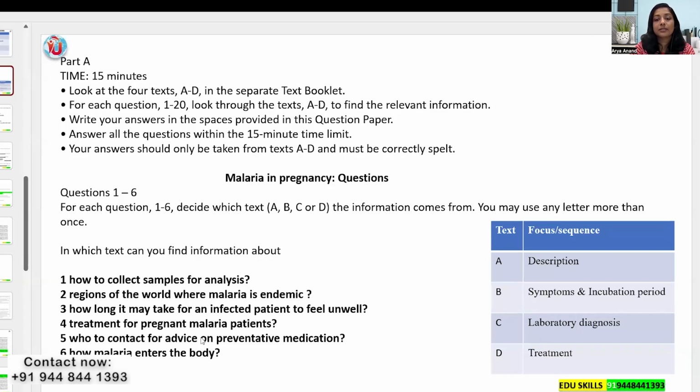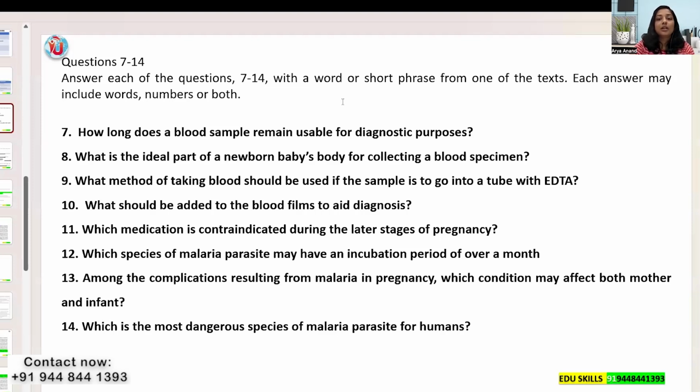Hope you have finished. Can I move to the next part? Yes. Thank you. Okay, here answer each of the questions 7 to 14 with a word or short phrase. Okay, so each answer includes words, numbers, or both. Okay, seventh question. How long does a blood sample remain usable for diagnostic purposes?